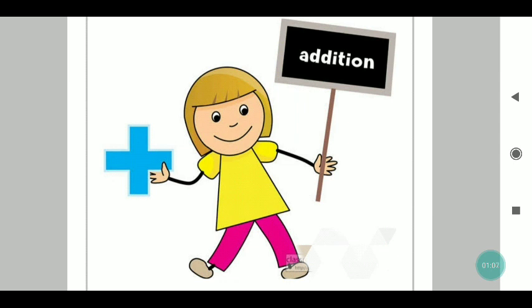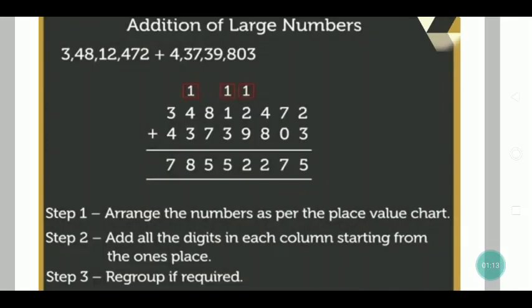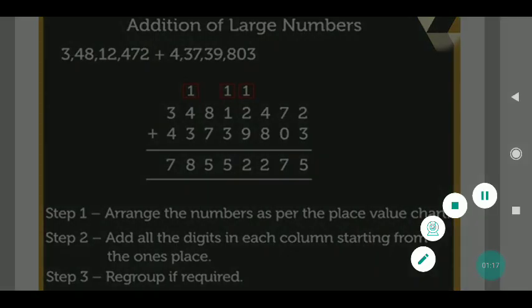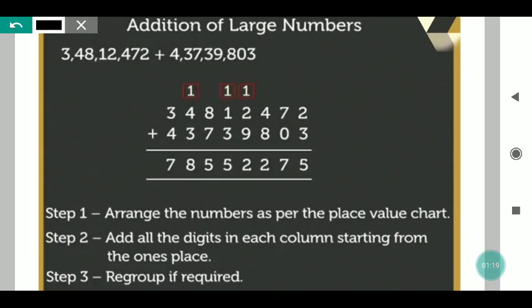So just see what are the things we have to learn in this test paper. Is it something new or the same thing? No, it's the same. Only large numbers are there, meaning big numbers we will get, isn't it? So it's very easy, my dear. You can see addition of large numbers.